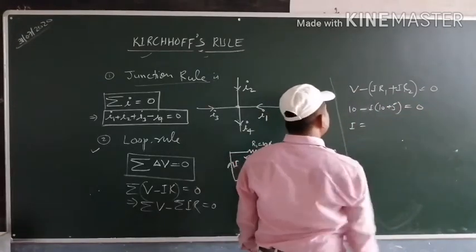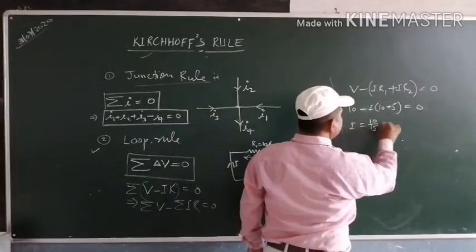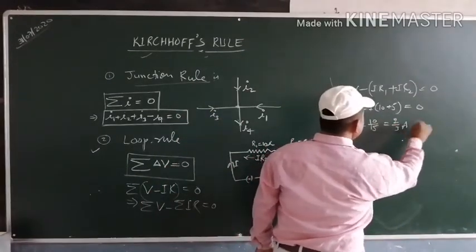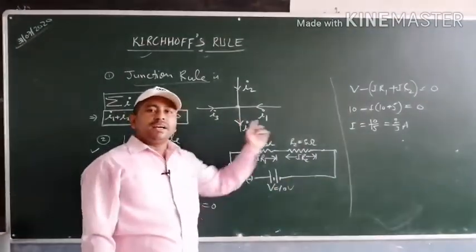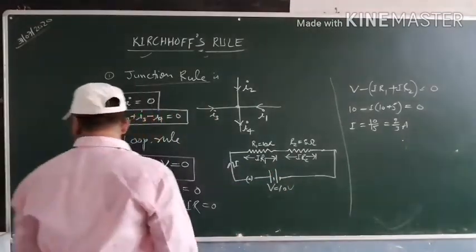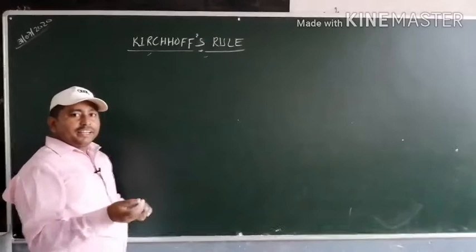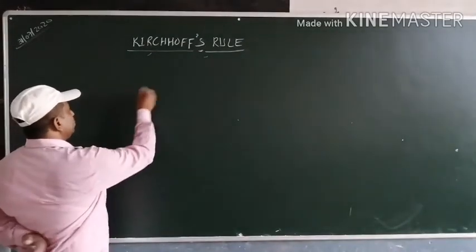So from here we get the value of I is 10 by 15, that is 2 by 3 ampere. So what will be the value of the electric current flowing through the circuit? This will be equal to 2 by 3 ampere. Okay, let us take another example to understand Kirchhoff's loop rule.